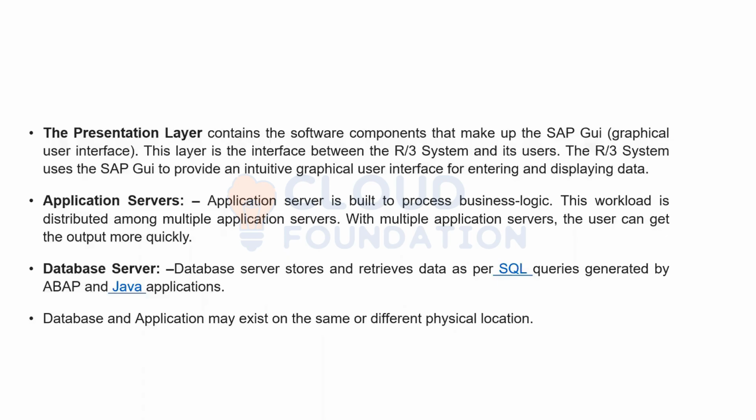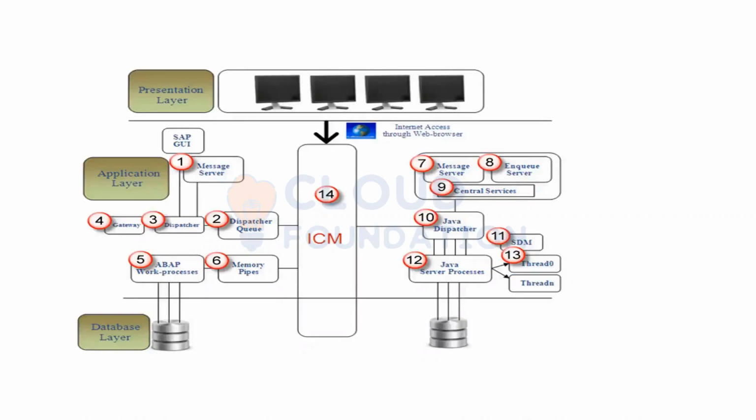Whatever input we give in the presentation layer will be carried forward by the application server and then to the database server. Once the function is done in the database server, we get back to the presentation layer. You can see here the presentation layer. Whatever input we give, whatever data we need, the initial input, we give in the presentation layer.